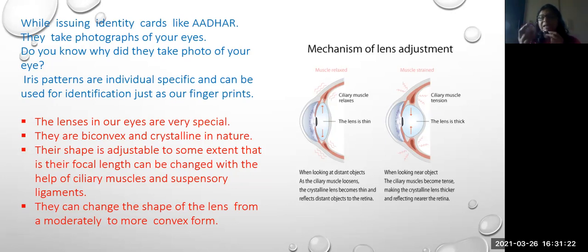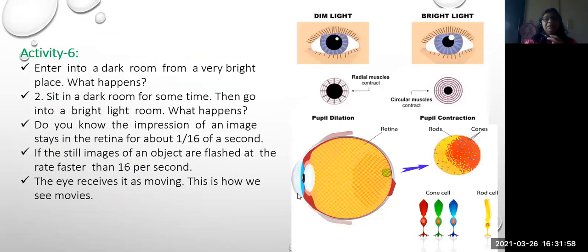Whereas when you want to see a near object, then these ciliary muscles become tense. So what will happen? The crystalline lens becomes thicker. That means the size will decrease. Can you see here? The lens of this one is thin. It became thin. But here it is what? Short, thick. So that we can see the reflection of the pictures when the image is nearer to your eyes. Okay. So this is the lens activity, the mechanism of lens adjustment.